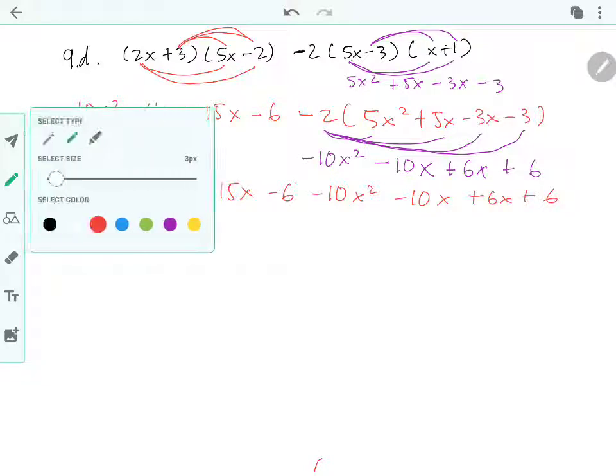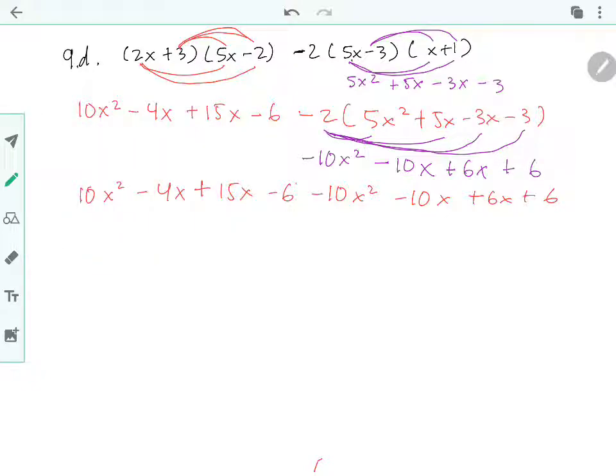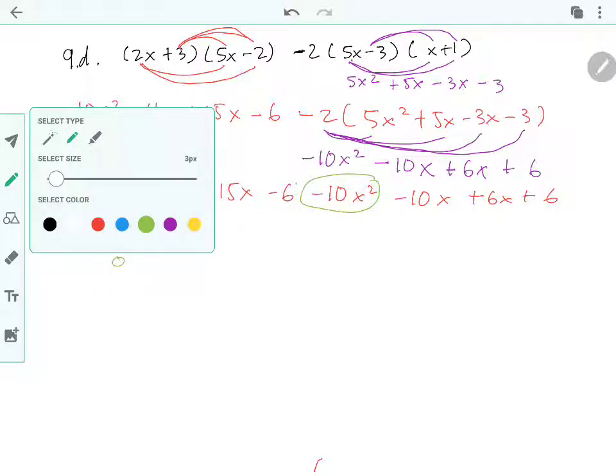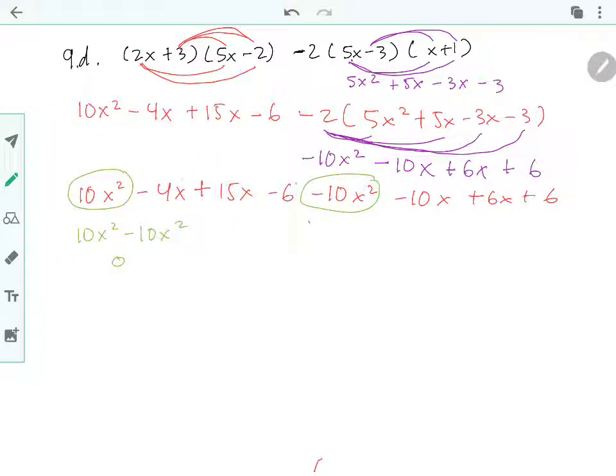Now let's look at this. We have like terms here, 10x squared and minus 10x squared. So 10x squared minus 10x squared equals 0. The next like terms are negative 4x and 15x. Let's look at whether we still have another x. Yes, we have another x here, negative 10x plus 6x.